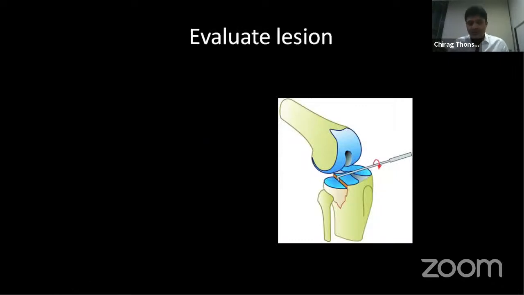Let me just give you a pictorial depiction of what our procedure is going to be before we watch the surgical video. The first part of this procedure is to evaluate the lesion. It's very important that we understand the lesion. Is it a split fracture? Is it a depression fracture? Is it in the anterior portion or posterior portion? So that we know how to place our jig.